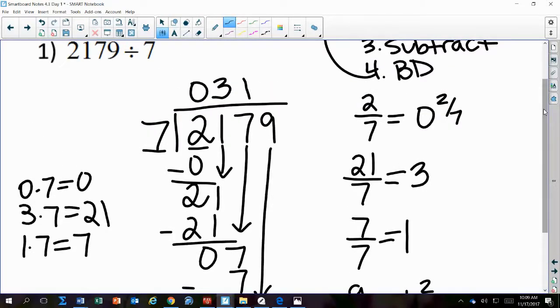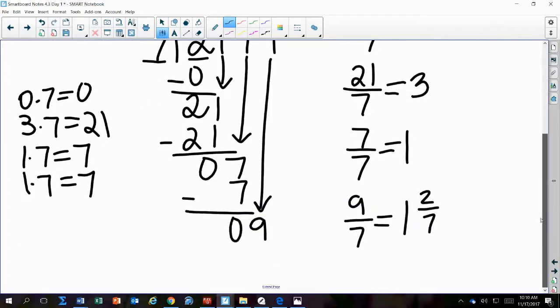I divide. Then I multiply. 1 times 7. 7. Okay. Then I subtract. So I'm going to put the 7 under here. And I'm going to subtract, and I get 2. And then I what? Celia, what do I do? Bring it down and bring it back.